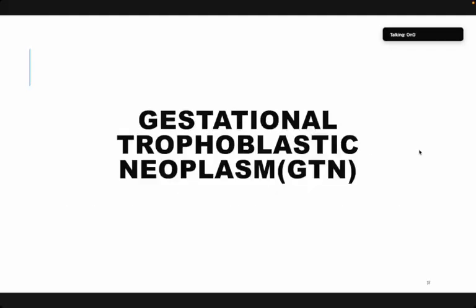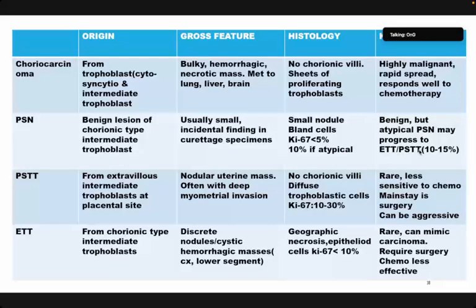And then coming to gestational trophoblastic neoplasms. The striking feature here is that choriocarcinoma is purely from the trophoblast, whereas the other ones are from the intermediate trophoblast. If you compare choriocarcinoma and the hydatidiform mole, choriocarcinoma has no chorionic villi, whereas the other forms of GTD, which is your hydatidiform mole, have chorionic villi. Choriocarcinoma is highly malignant with rapid spread, but it does respond well to chemotherapy.